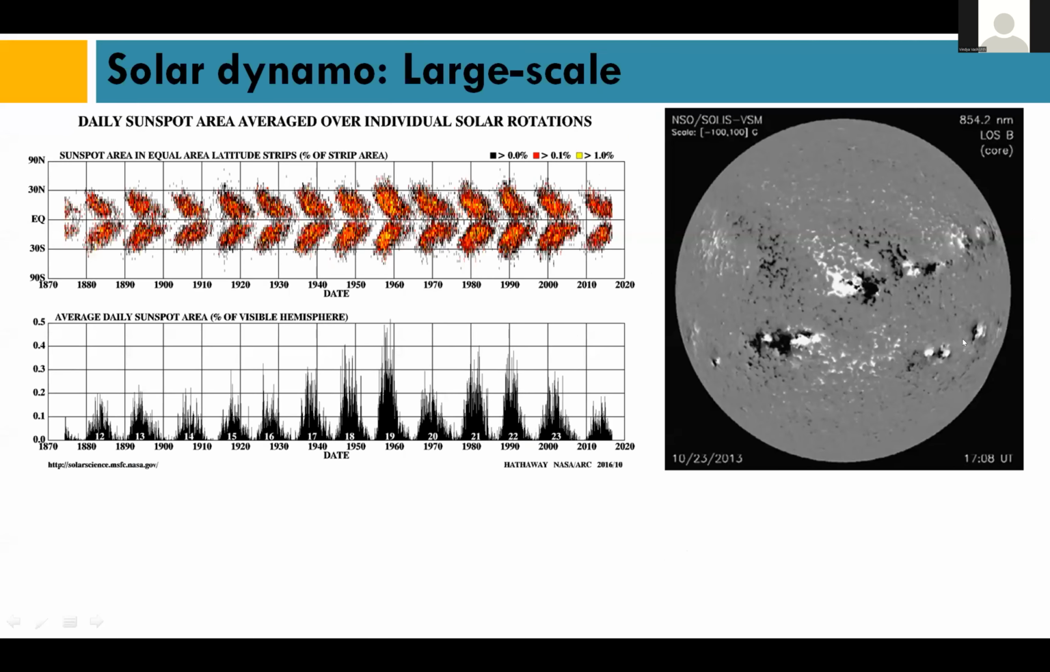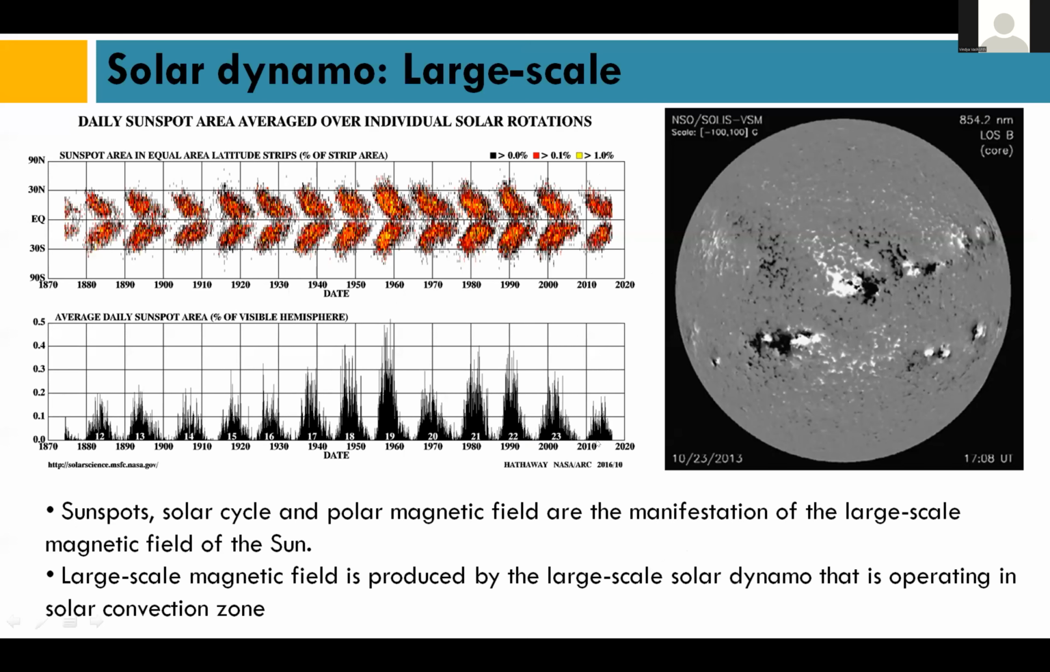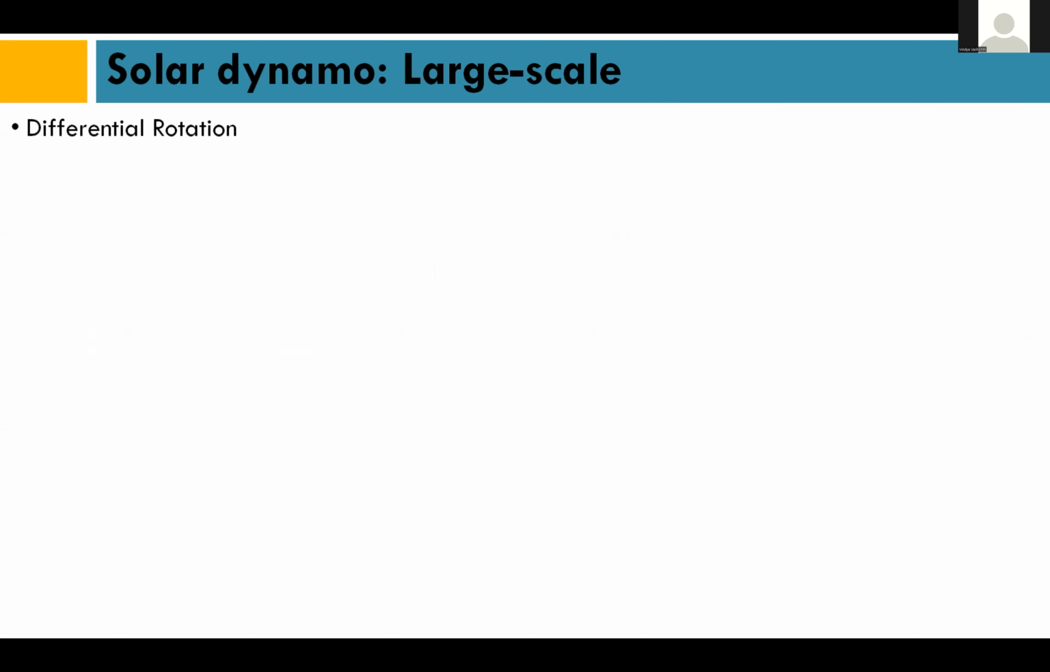As you can see in this figure, the sunspots, the butterfly diagram, the solar cycle, all these are the manifestation of the large-scale magnetic field of the sun. It is believed that the large-scale magnetic field is produced by the large-scale solar dynamo that is operating in the solar convection zone, in which the convective flow of the ionized plasma is responsible for generation of the magnetic field and magnetic cycle by the process called dynamo.